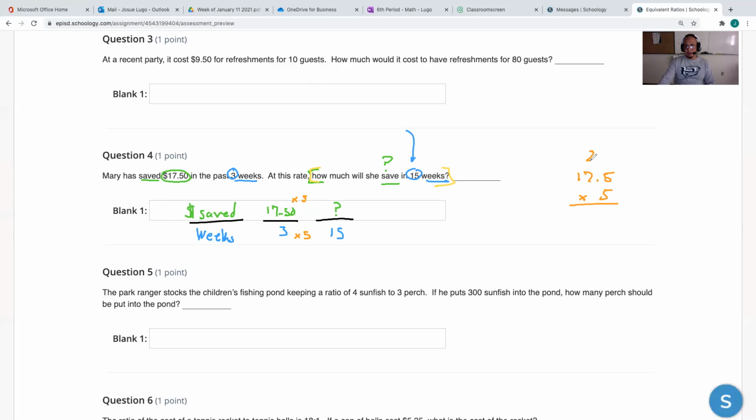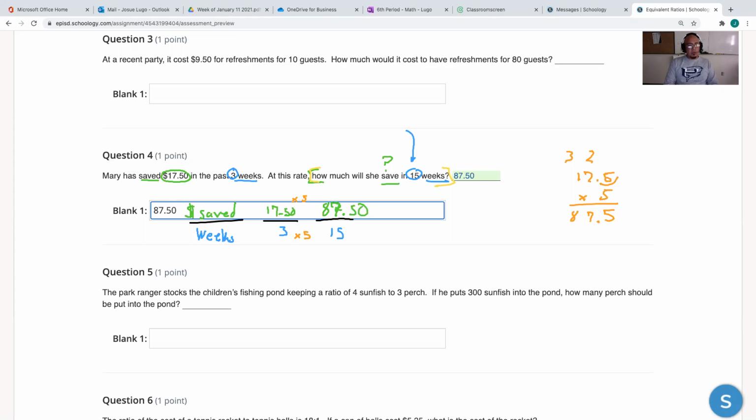5 times 5 is 25. 5 times 7 is 35 plus 2 is 37. 5 times 1 is 5 plus 3 is 8. We have 1 decimal place. So therefore, ladies and gentlemen, in 15 weeks, she will have saved $87.50, which is what I will type here. Make sure we have 2 decimal places because this is talking about money.